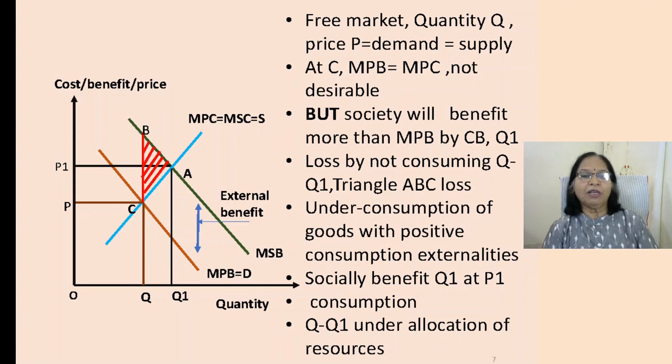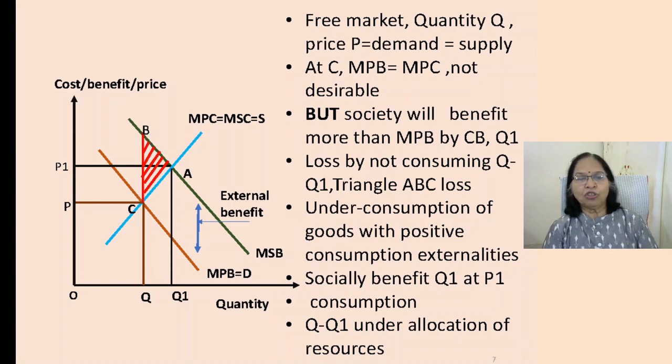Now the downward sloping demand curves should be drawn in such a way that the marginal private benefit curve is placed below the marginal social benefit curve. Under the free market mechanism, OQ quantity of goods will be consumed at OP price, because the marginal private benefit is intersecting the marginal private cost at point C. Now the question is whether point C or the quantity Q is the socially optimum quantity.